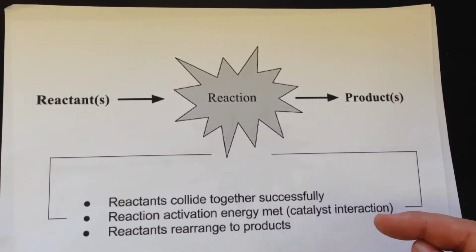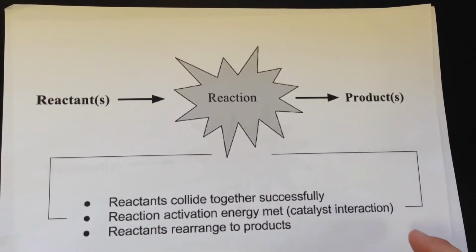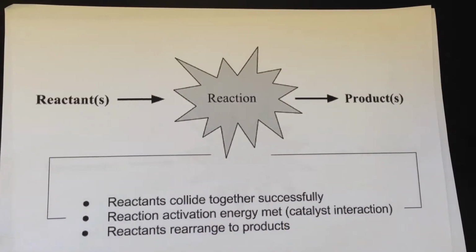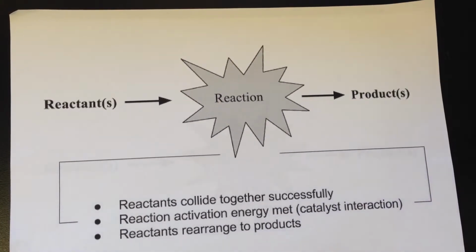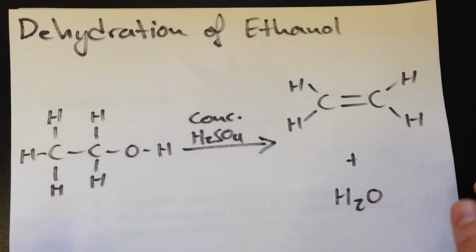They need to meet the small hump of energy required for the reaction to proceed, and that's where the catalyst can interact. They can lower that amount of energy. And finally, they need to rearrange to form the products. And that can be quite a challenge at times as a chemist to actually get chemicals to behave. And so what we're going to do today is we're going to examine this process. And we're going to start by doing this for the dehydration of ethanol.